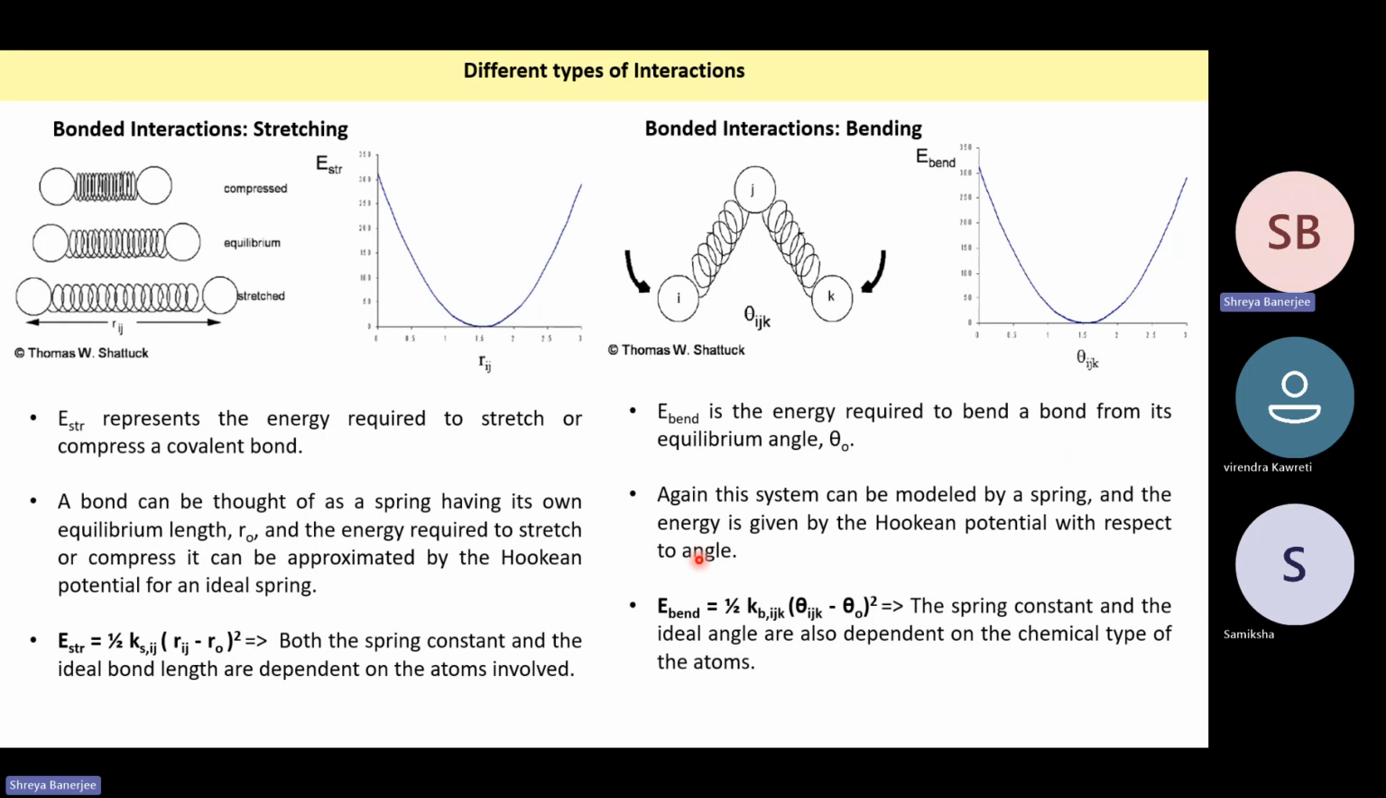The energy of bending of the bond is also similar. Here, instead of the distance, the angle is used. So you have 3 atoms and there is an equilibrium angle between them, which is theta 0. While the molecule is moving, this equilibrium angle can increase or decrease. That is your theta ijk. So the deviation from the equilibrium squared will give you the energy of bending.